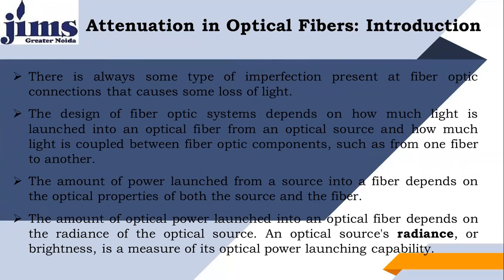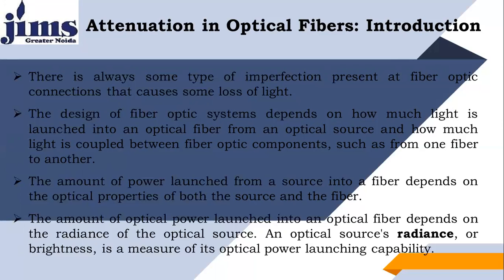Then there is always some type of imperfection present at fiber optic connections that causes some loss of light, that we already discussed. Some imperfection means if you do not join the optical fiber properly, then you face some loss. Some light comes out from the optical fiber and is lost, and light lost means energy lost. So at the other end of the optical fiber, you get a small optical energy because energy is lost at the joint. So imperfection present at fiber optic connections causes some loss of light.